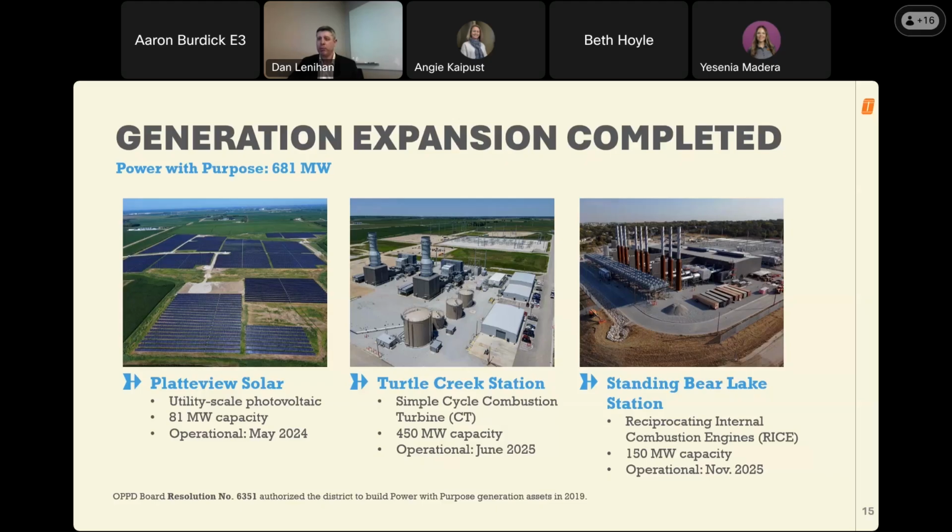So both of these sites primarily operate on natural gas, but both are dual fuel capable and can operate on fuel oil to support our fuel resiliency efforts, notably during those extreme winter weather events.